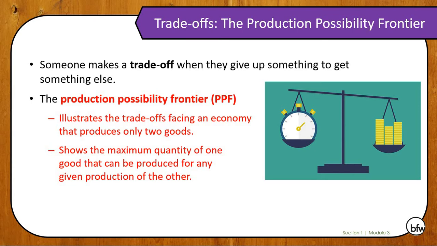Now, someone makes a trade-off when they give up something to get something else. We talked about this with the concept of opportunity costs, right? If you choose to do one thing, you give up the opportunity to do another thing. So the production possibility frontier illustrates the trade-offs facing an economy that produces only two goods. Now, there's no economy in the world that only produces two things. However, for the purposes of this graph, we make that simplification to illustrate the concept of trade-offs. It shows us the maximum quantity of one good that can be produced for any given production of the other.